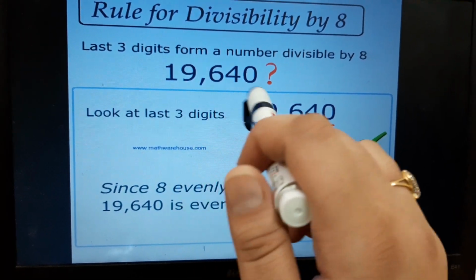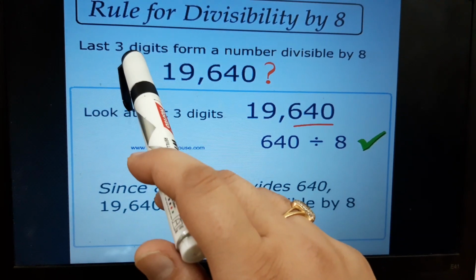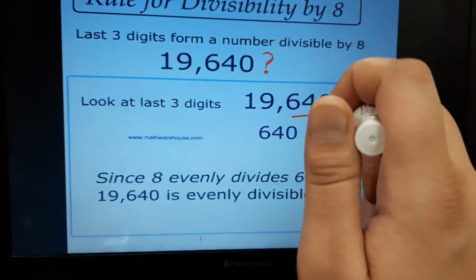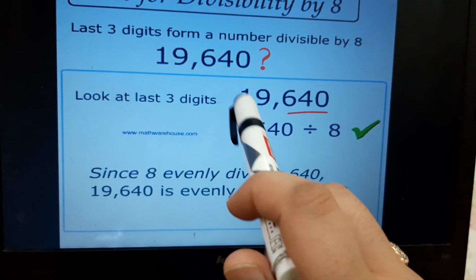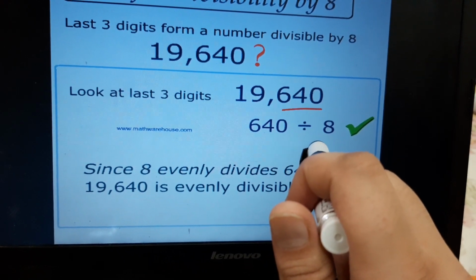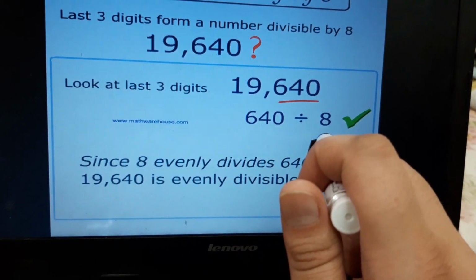19640. I am taking this number 19,640. So I am going to check whether the last 3 digits form a number which is divisible by 8 or not. Now the last 3 digits are 640. If I divide 640 with 8, the answer will be 80. So it means 640 is divisible by 8.